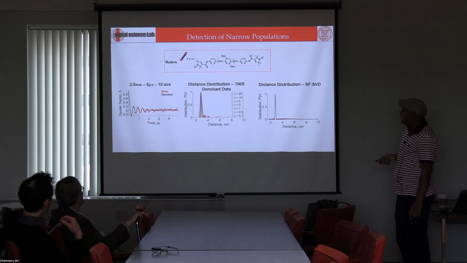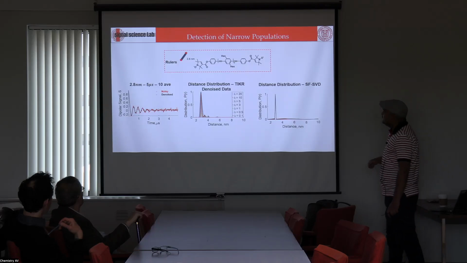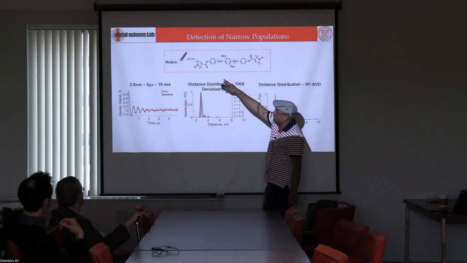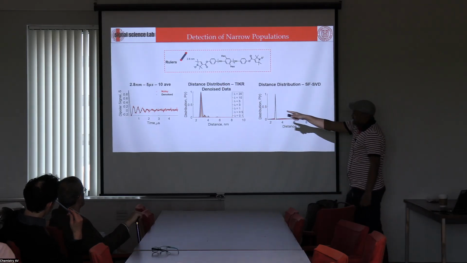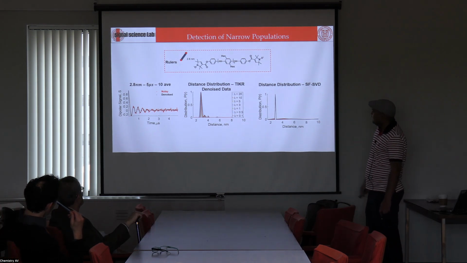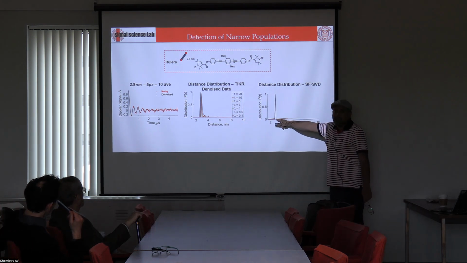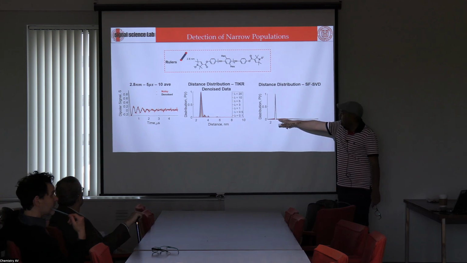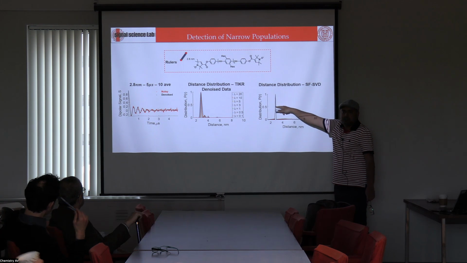So let's take an example. This is ruler data, where I have a very rigid sample at 2.8 nanometers. This is my collected data from ESR. If I apply the distance distribution, I can easily get this ruler data with pointwise optimization. And you can also see the uncertainty varies pointwise.